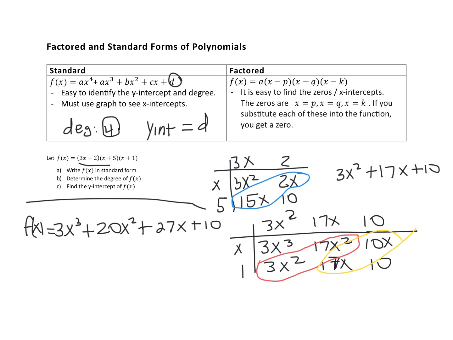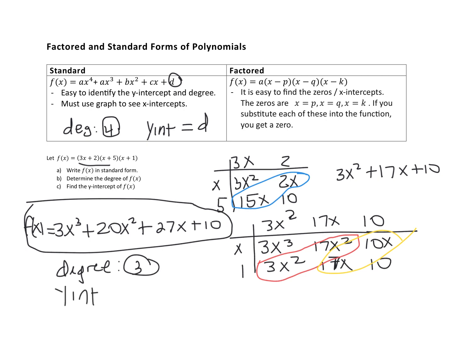This is standard form. And you can see now, I can see the degree. The degree is the highest exponent, which is 3. The y-intercept is, if I plug in 0 into the equation, I get 10. So I have gotten the y-intercept and I have gotten the degree. So that's how to do that.